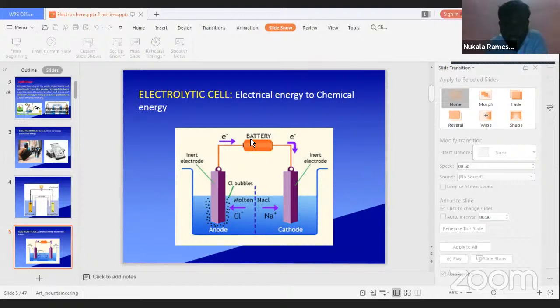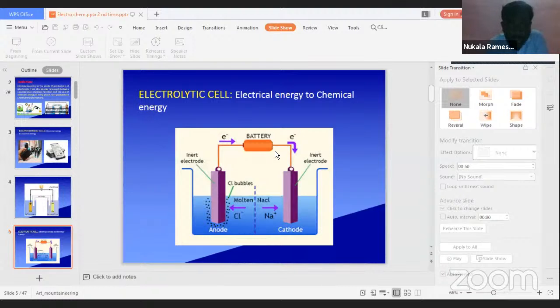Here we are using the battery. By using this battery, what is happening? Some electrodes are present here. These pink colors indicate that these two are the electrodes. Okay, the left side one is the anode, and the right side one is the cathode. These two are the electrodes present in this electrolytic cell. This is one of the cells.